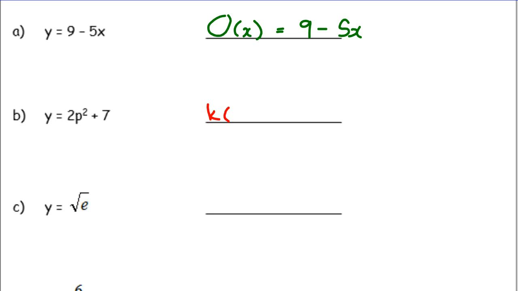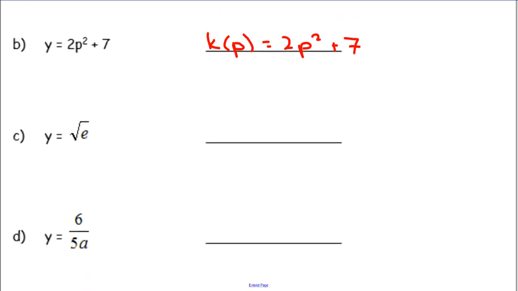So K with respect to P in this case equals 2P squared minus 7. See, I'm just making up the first letter. Lauren with respect to E this time, square root of E. So what type of function was that?